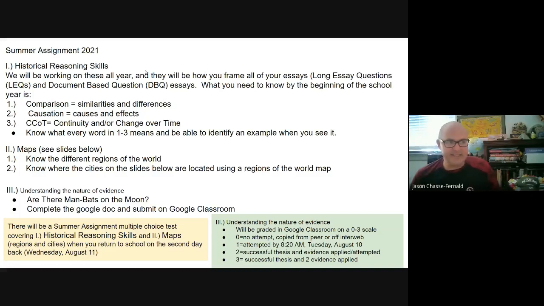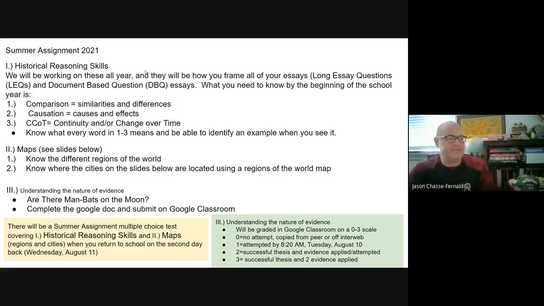So for comparison, it's similarities, and the other side of that skill is differences. For causation, the skill of causation, it's causes and effects. And for CCOT, it's continuity, and the other side of the skill is change over time. So know what each word means, right? And what each side of those skills mean as well. And be able to identify an example of it when you see it. And I'll show you what I mean by that in just a minute.